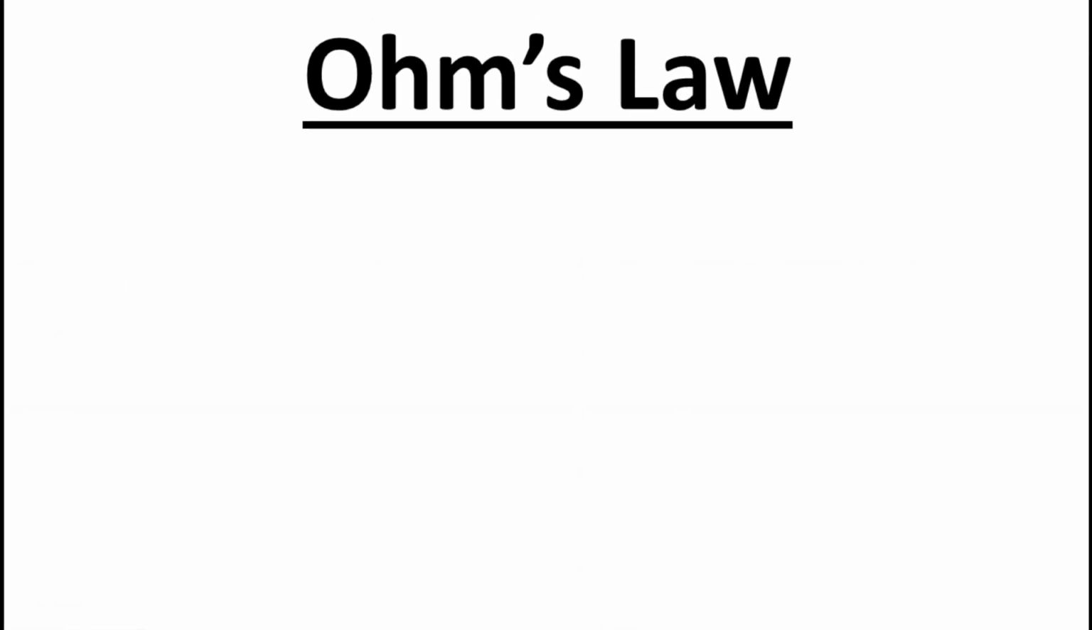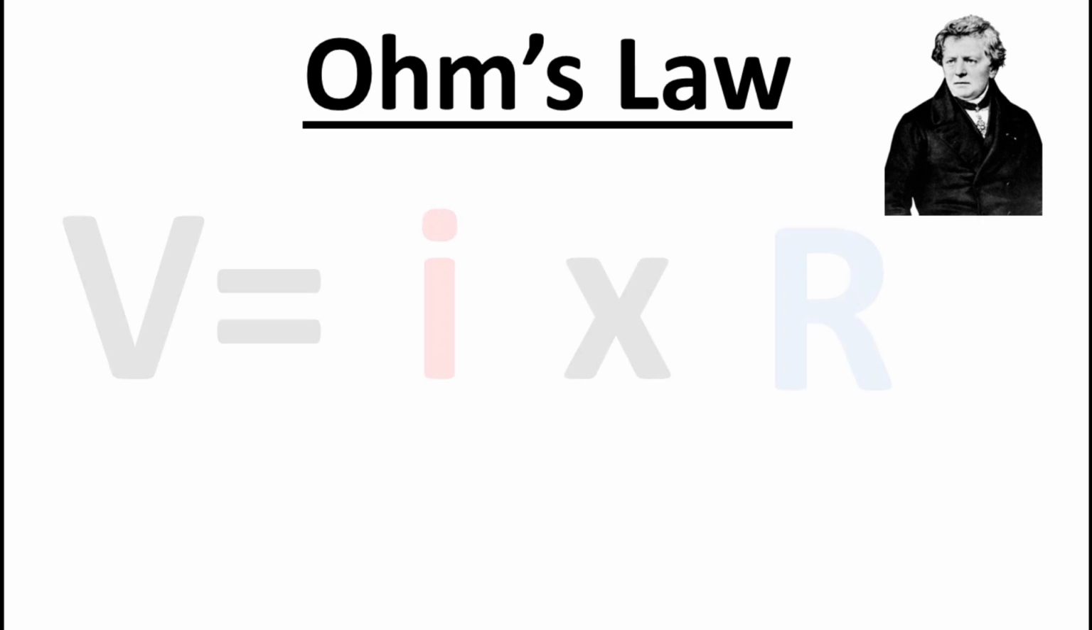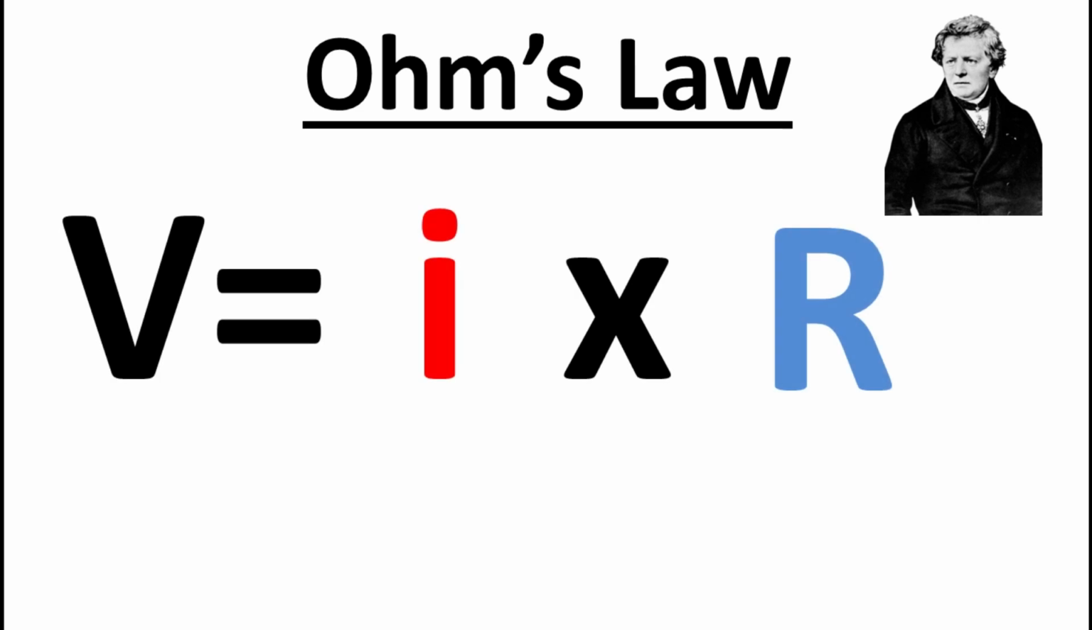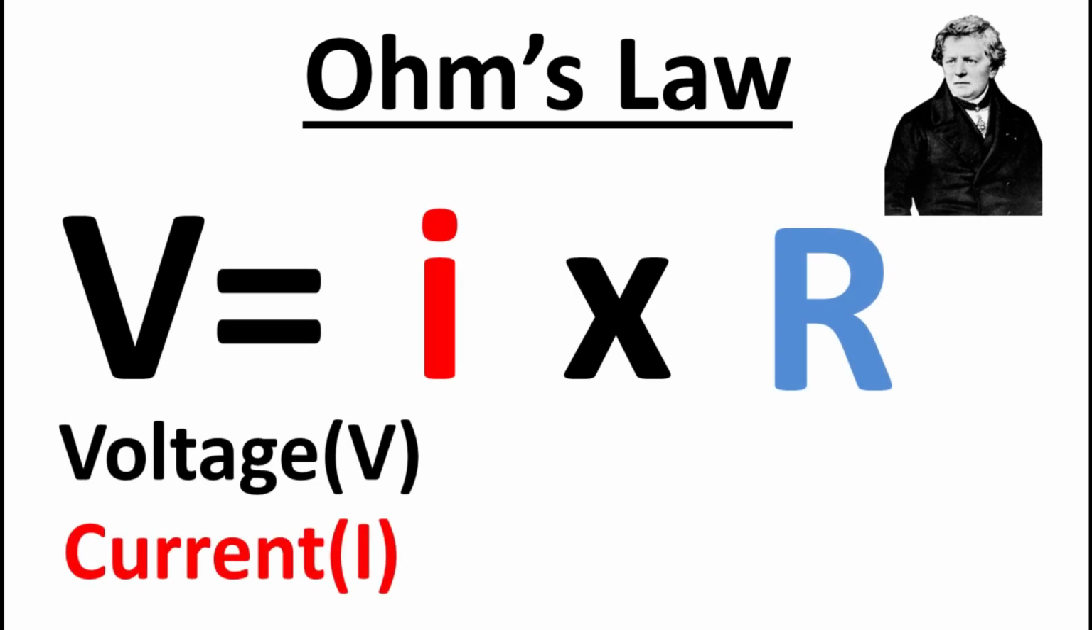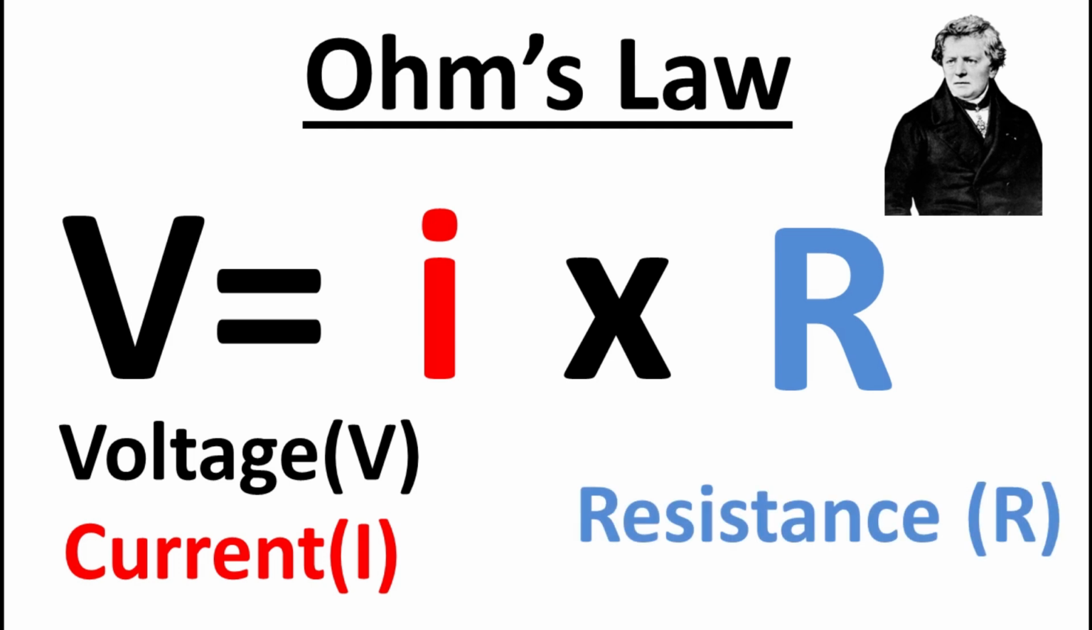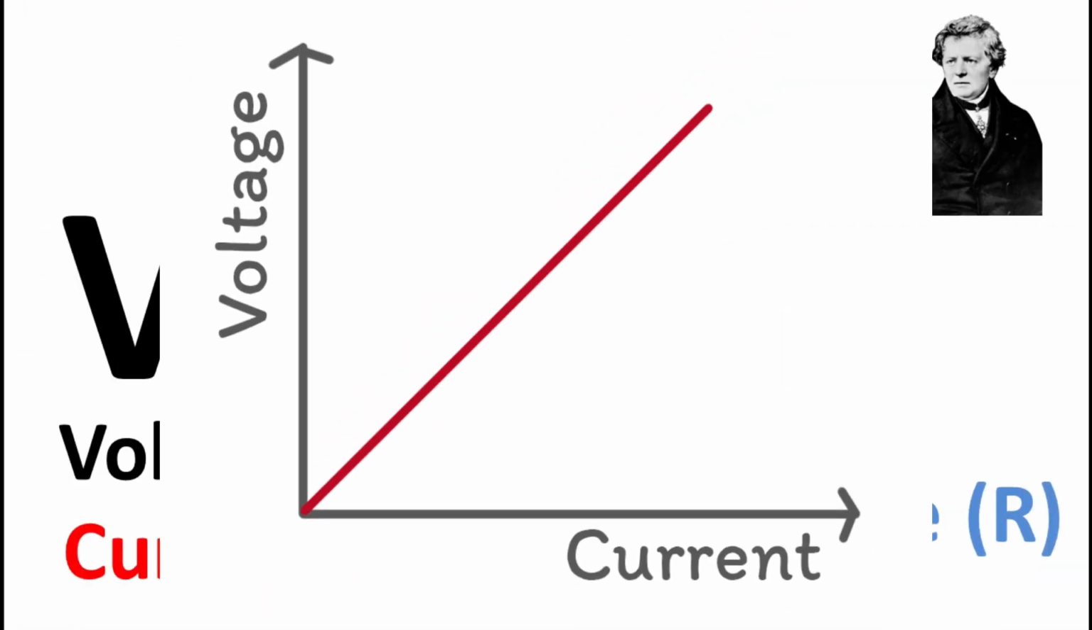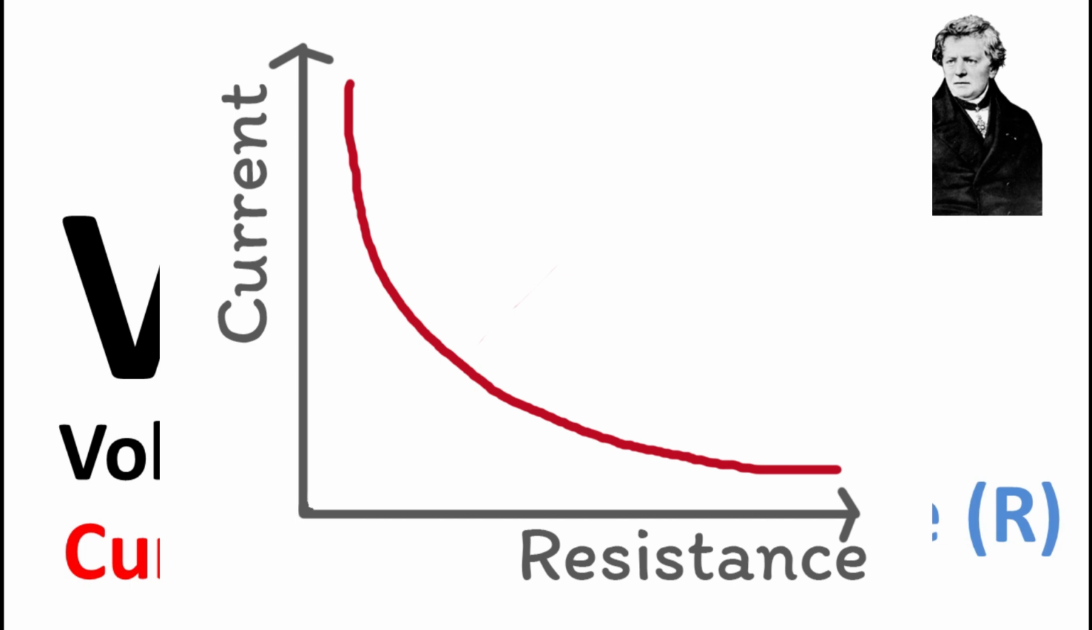The relationship between voltage, current, and resistance is captured by Ohm's law: V equals I times R. V is voltage, I is current, R is resistance. If you increase the voltage and keep the resistance constant, the current will also increase. So V and I in this condition are directly proportional. If you increase resistance while keeping voltage constant, the current will decrease. So R and I in this condition are inversely proportional.